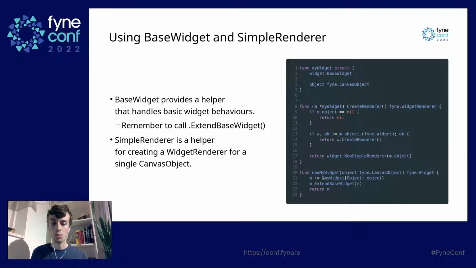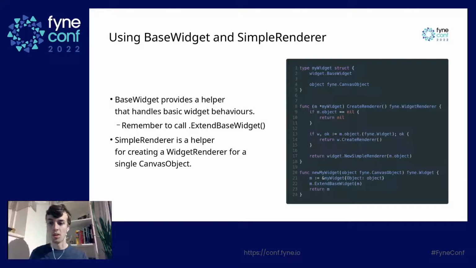But how will we then implement our own widget? One of the easiest ways to do this is using a base widget. It's a helper that handles basic widget behaviors, basically. But you need to remember to call extend base widget that you see on line 22 there. What you basically do using a widget.BaseWidget is that you embed it in a struct, and then the Go compiler will make sure that your MyWidget struct in this case implements everything that BaseWidget implements.